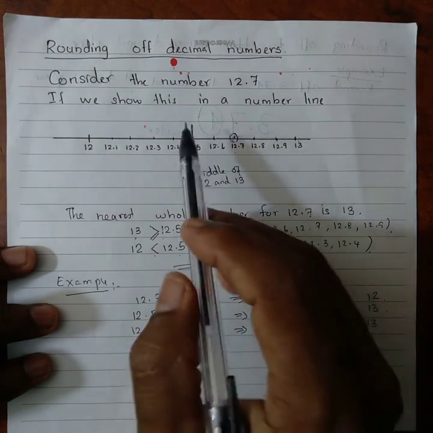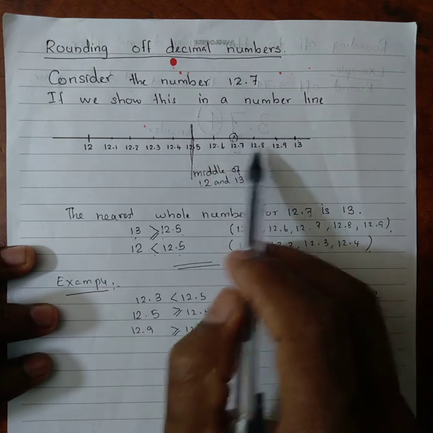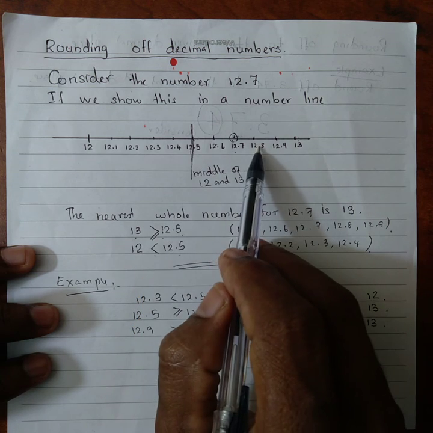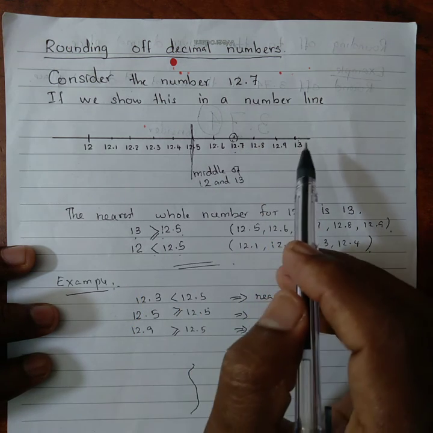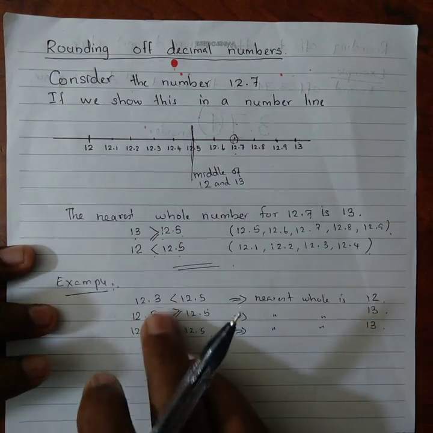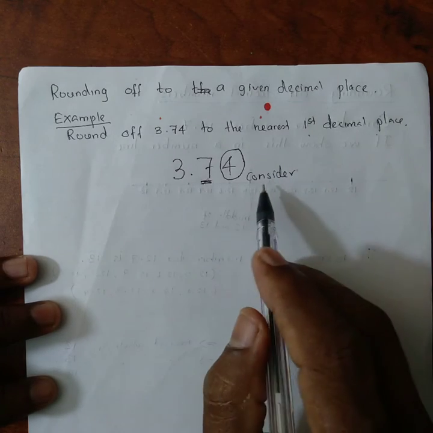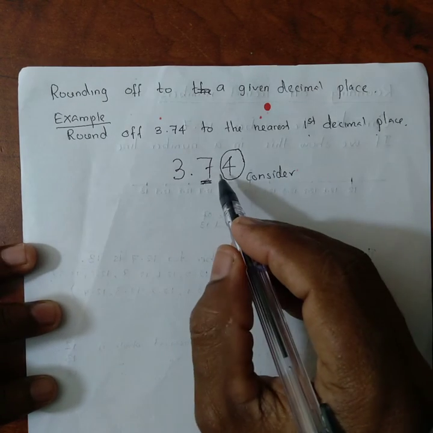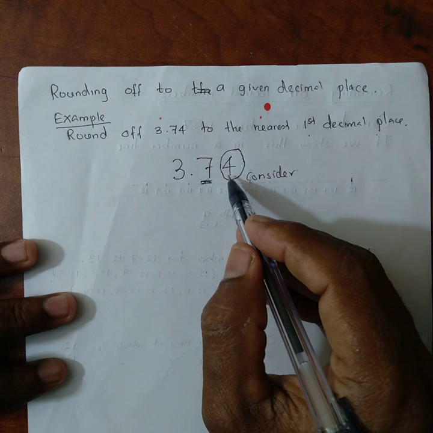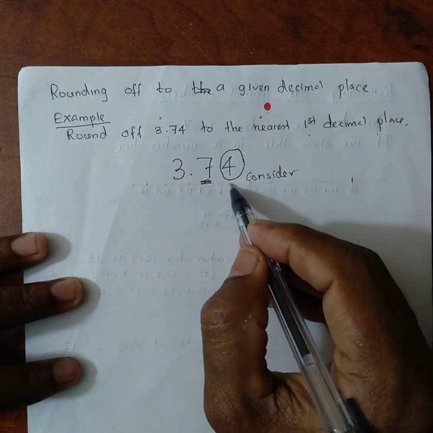By looking at the first decimal place, if it is after the mid value, we consider the next whole number. So in this, we should consider the second decimal place. When you want to round off to the nearest first decimal place, you should consider the second decimal place.